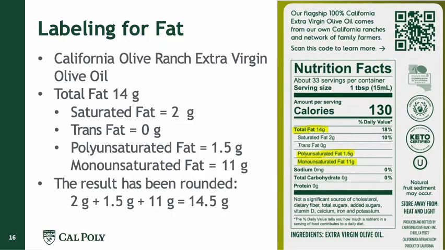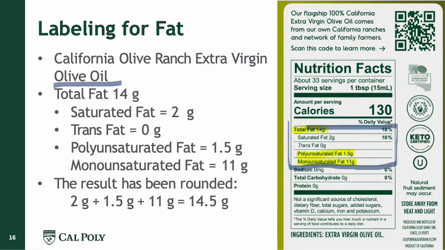So how are fats labeled? What's the interface we are familiar with? Let's take a look at this California Olive Ranch extra virgin olive oil. This is an olive oil, that's the important thing to know. And if we take a look at the nutritional label, let's look at this part.